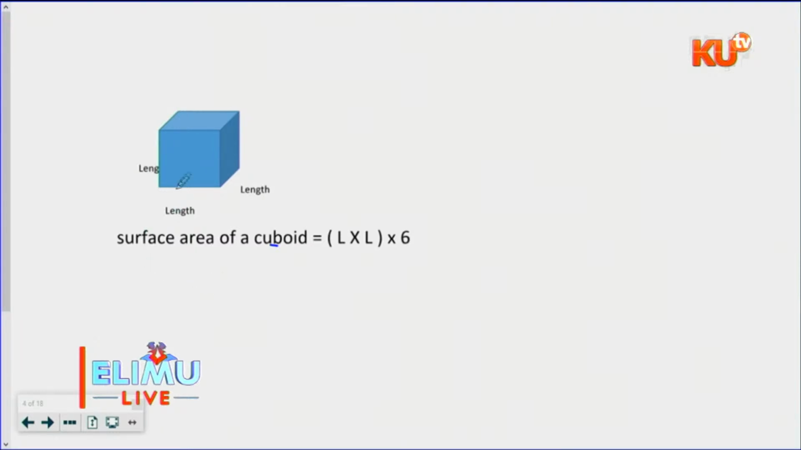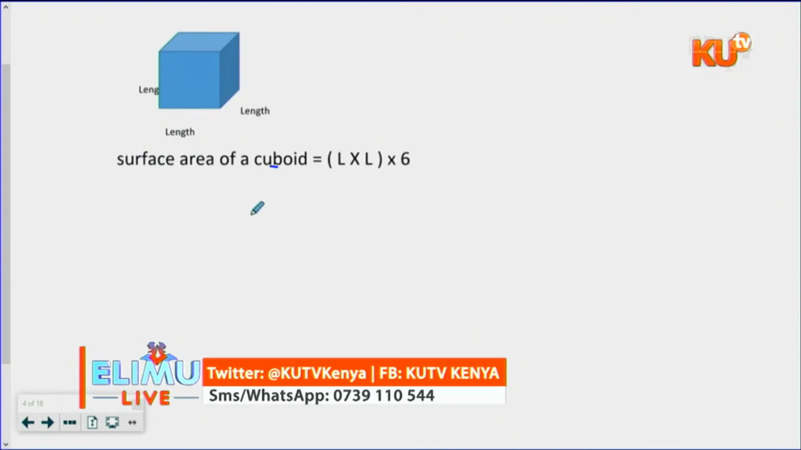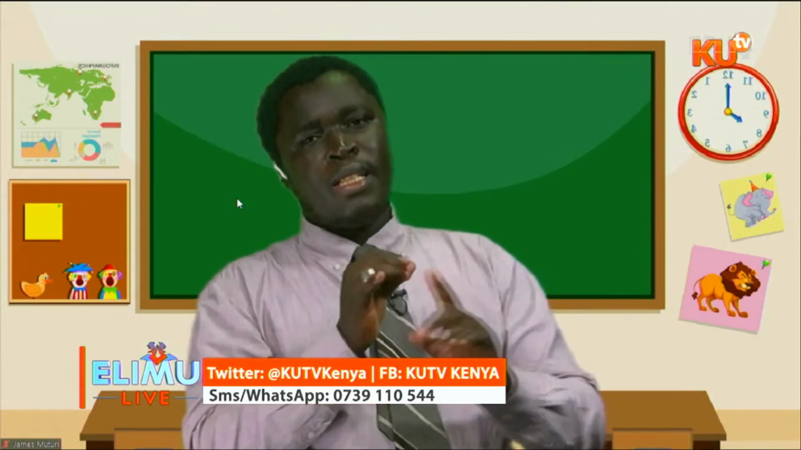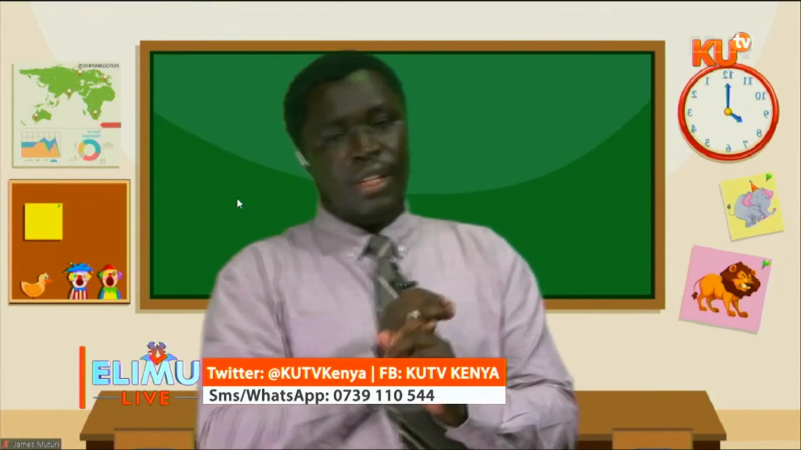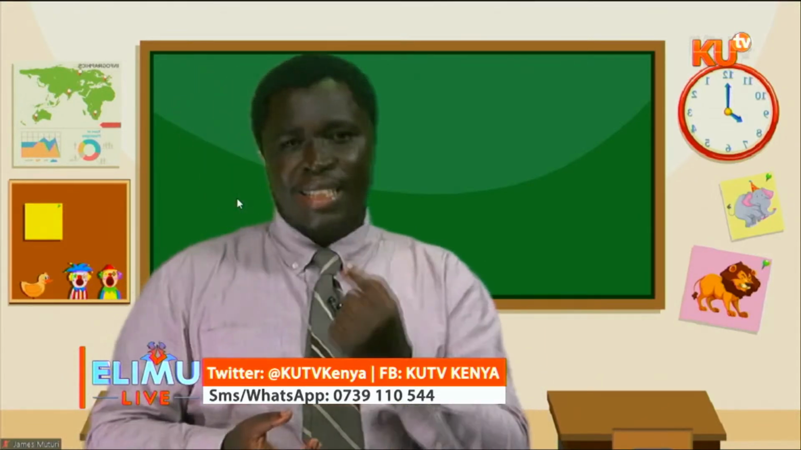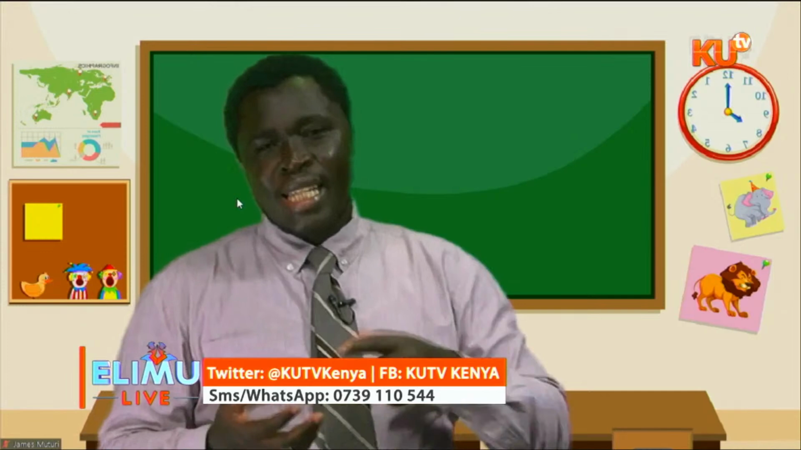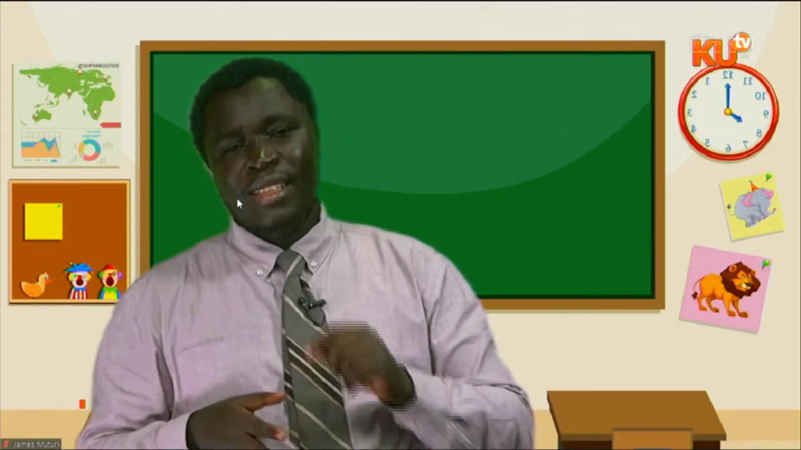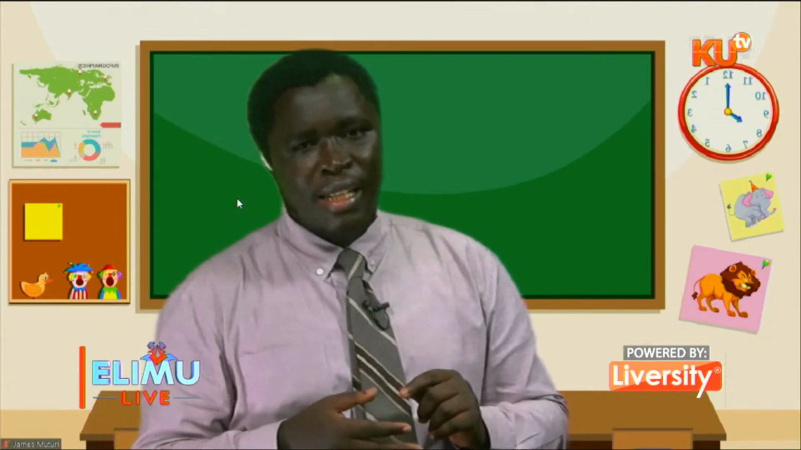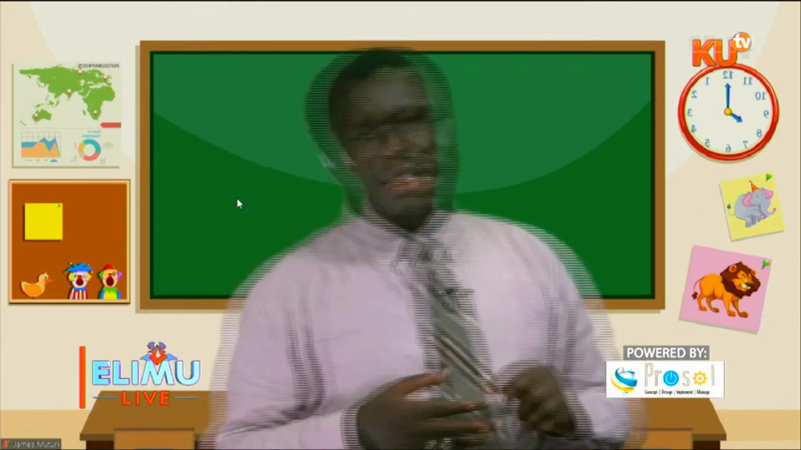The third shape, as you can see here, is a cube. What did we say about a cube? All 6 faces are equal. That is a cube. All the lengths are equal, and the faces are identical.